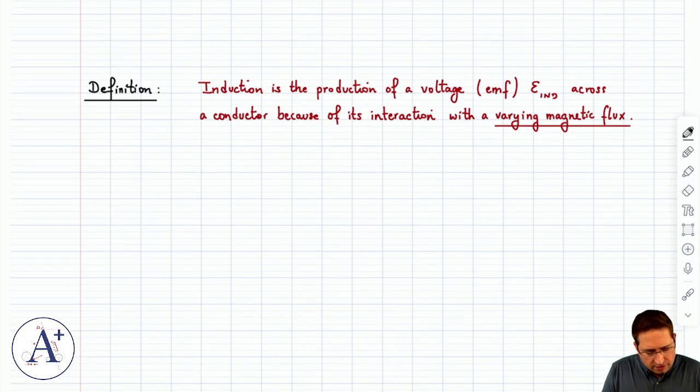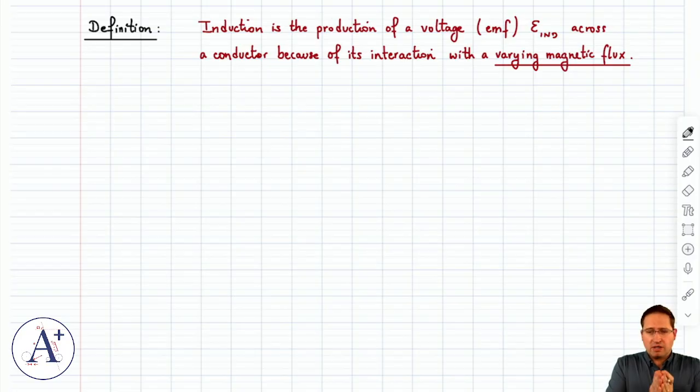Okay, so that's the definition. We have to have a varying magnetic flux that interacts with a conductor. That induces a voltage across the conductor, and of course, because it's a conductor, charge is free to move, so that drives a current through the conductor, which will be called an induced current.